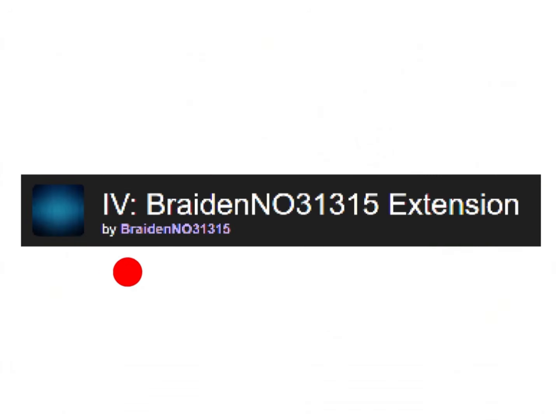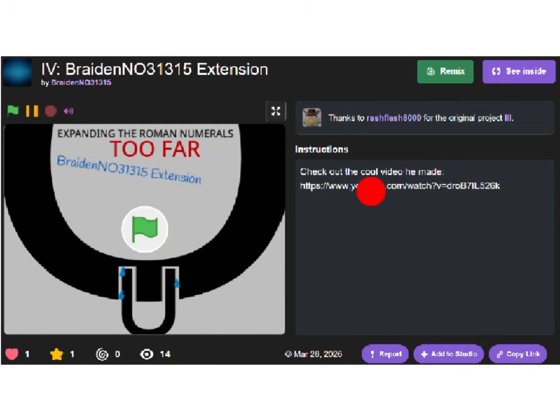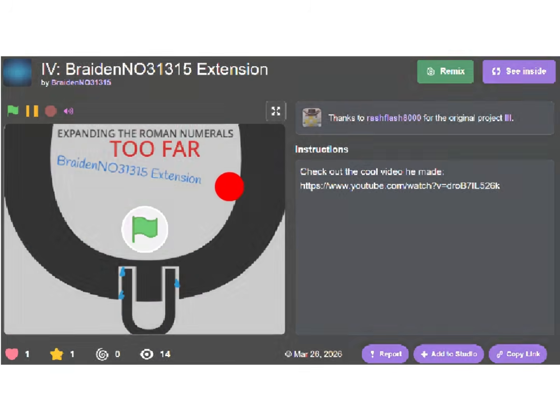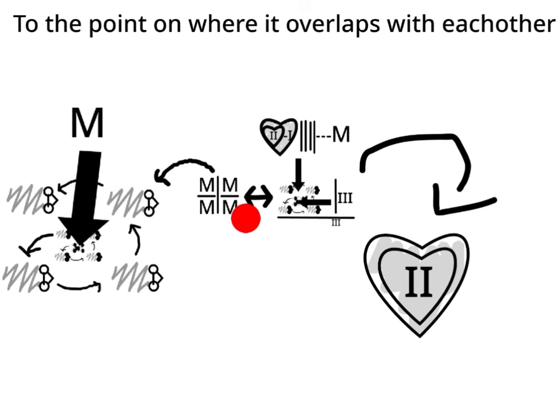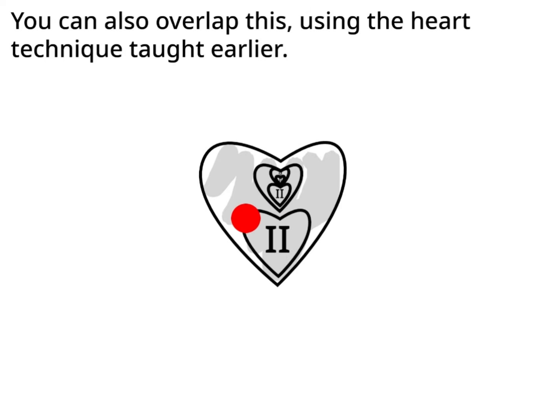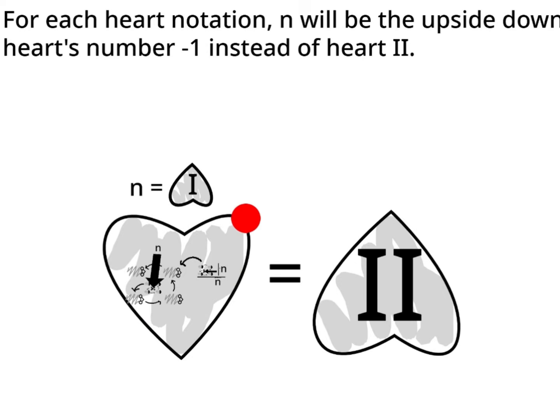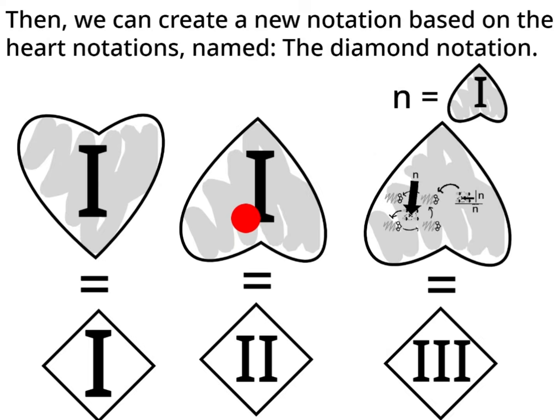So thanks. From Braden No 31315 on Scratch, we actually have an entire fan made part 4. This is like actually really cool. You can slow it down to read it, but it's actually epic. I've looked at it and I'm impressed. So that's really cool.